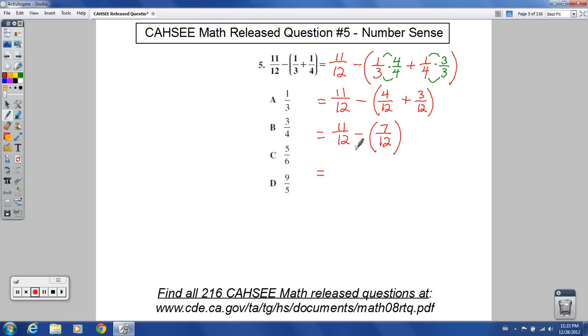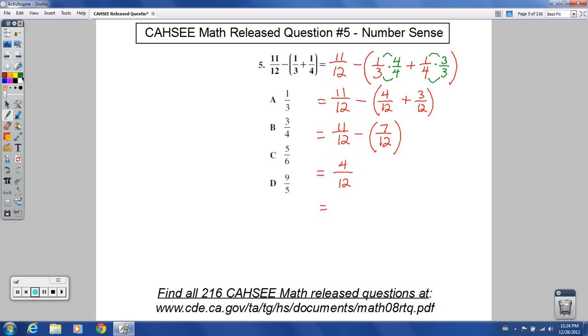And then continue through your order of operations. We simplified parentheses as much as possible. No exponents to deal with. No multiplication or division. So now it's just addition and subtraction. Moving left to right, 11 minus 7 gives you 4 on the top, and then the denominators stay the same. With addition and subtraction, once the denominators are the same, they stay the same.